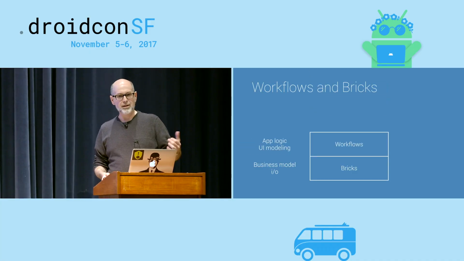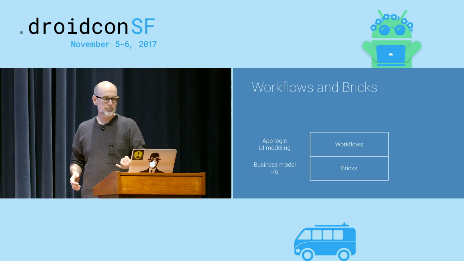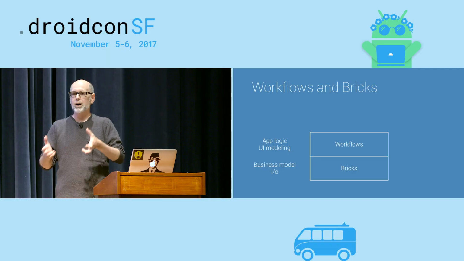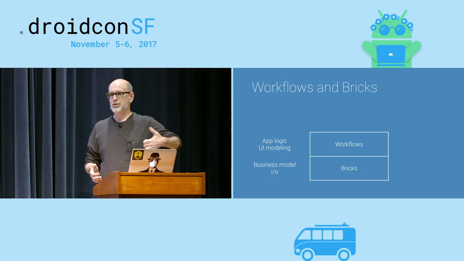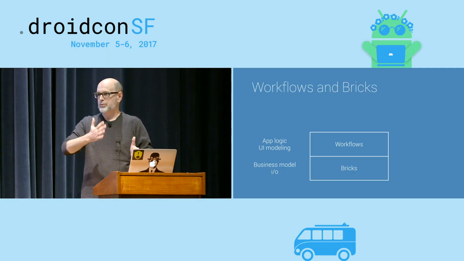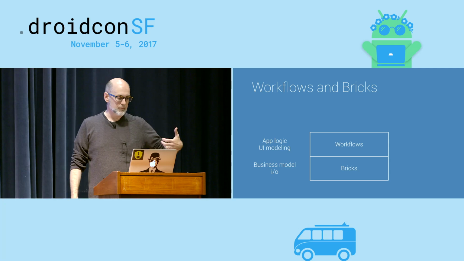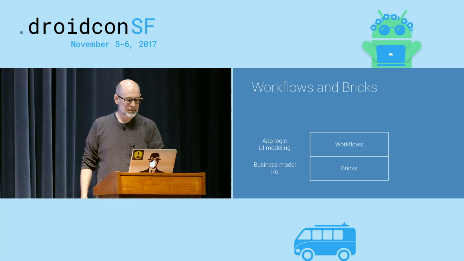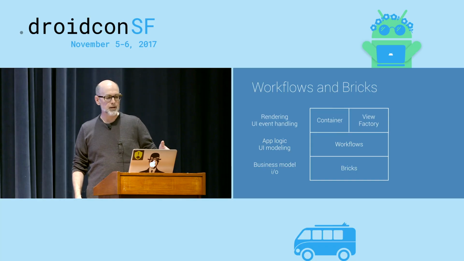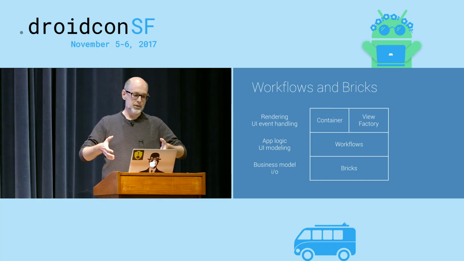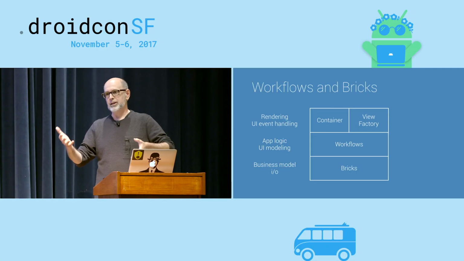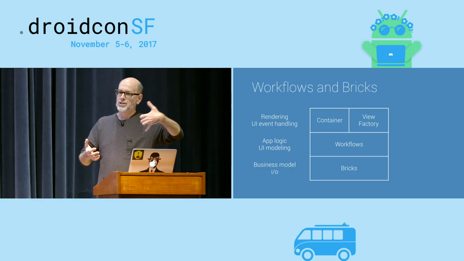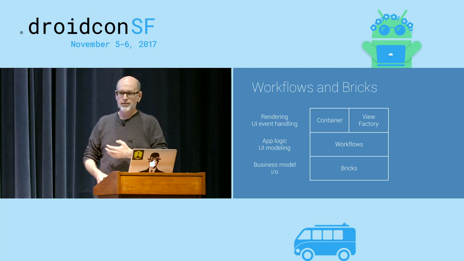On top of that, we have a workflow layer. And this is where, if the bricks are modeling our business logic, the workflows are modeling our UI, how we actually present the business logic to the user, what's a screen, how do we navigate from screen to screen, what is the data that is painted on the screen, and what events come back in through it. And then finally, up at the top of that, we declare some bindings on a view factory to render the workflows in a top-level container, like a frame layout or something, that the user can actually see.